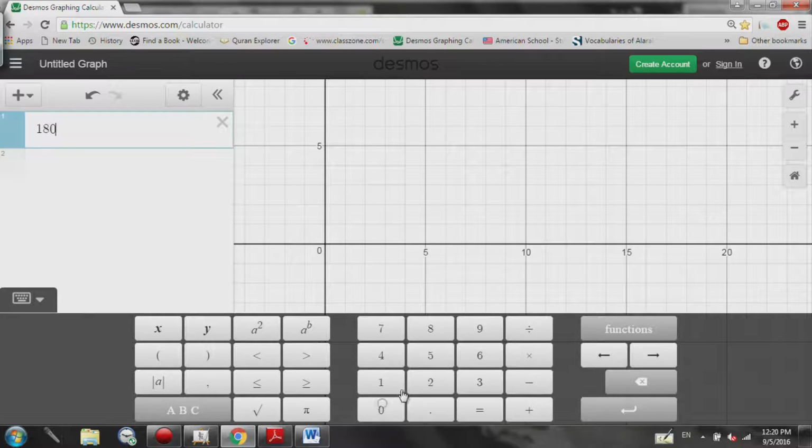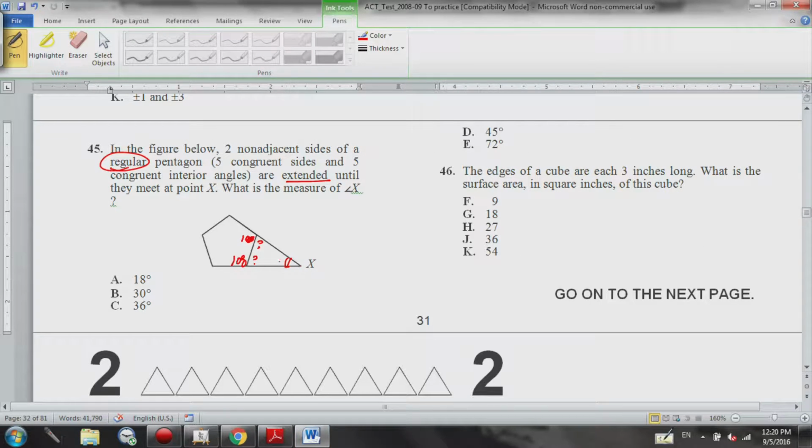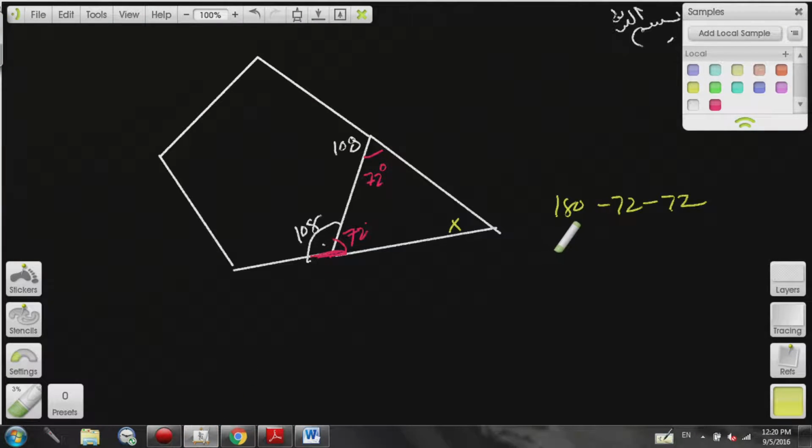So 180 minus 72 minus 72, that's 36. So x is going to be 36 degrees. So it looks like this. Okay, so I like this question because it tests several things. This is what it tests.